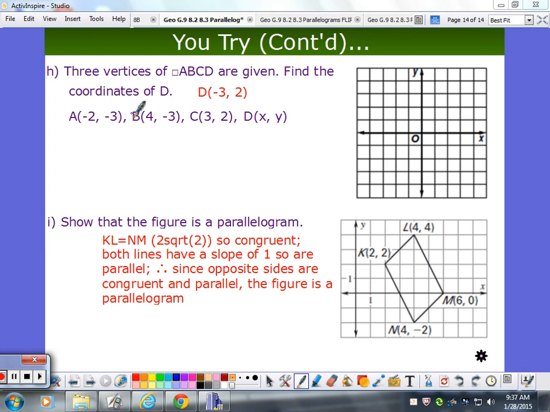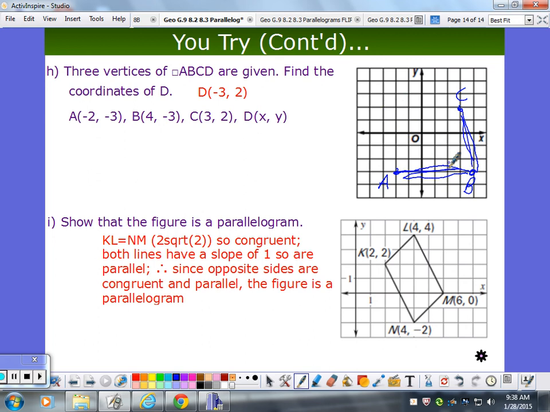Let's see. These ones are my equipment geometry questions. How do you do with H? Your basic job here is to kind of plot these, right? So -2, -3, that's A. B would be 1, 2, 3, 4, 1, 2, right? B. 3, 2, 1, 2, 3, 1, 2. And then I don't know D. So if I kind of look at these, it's here somewhere, right? Somewhere.